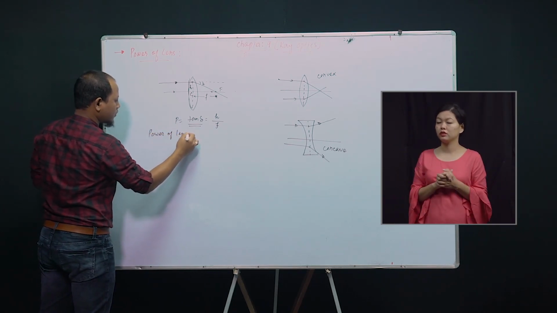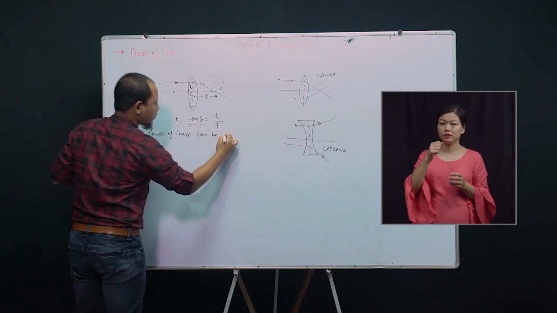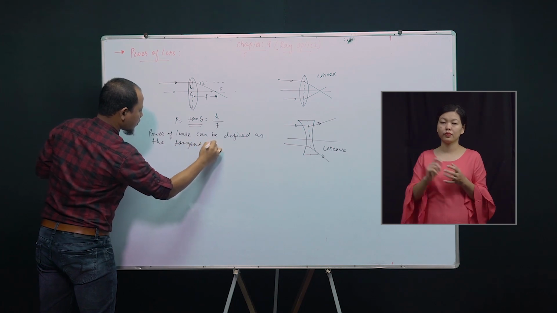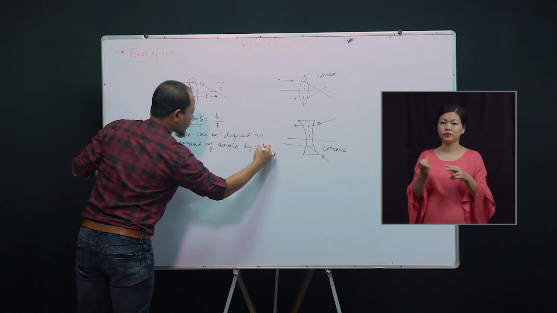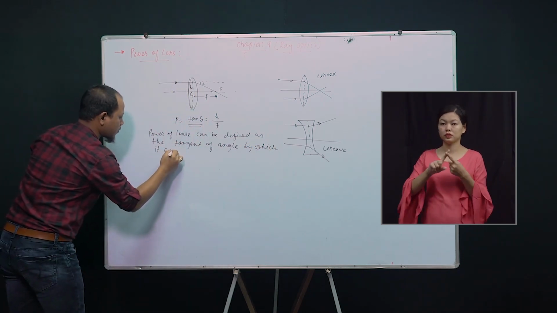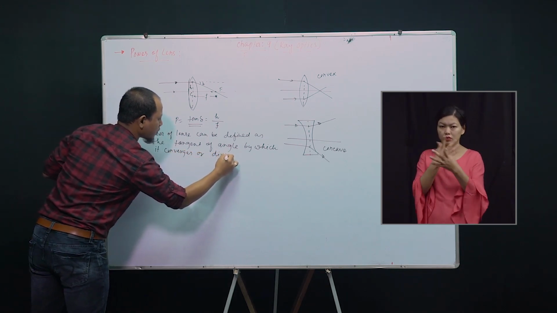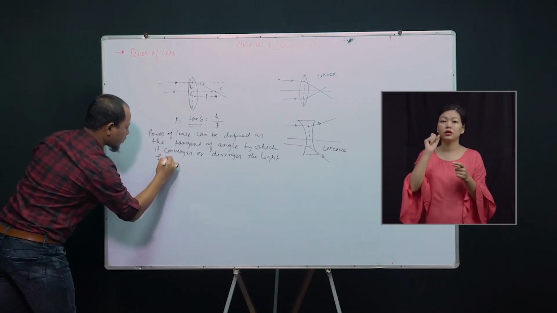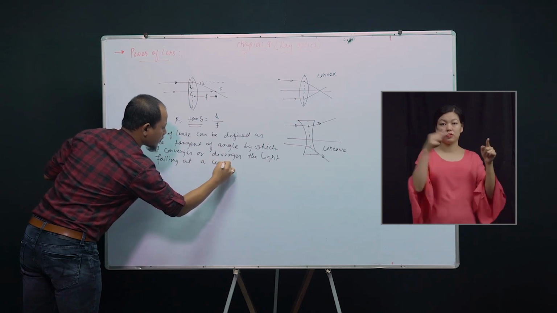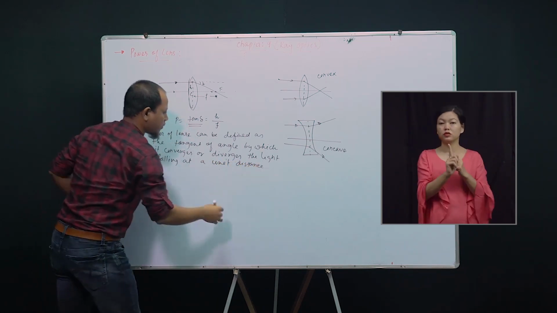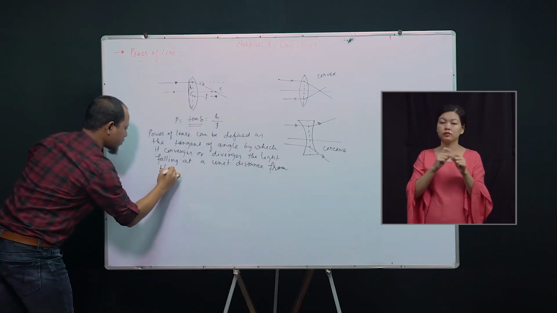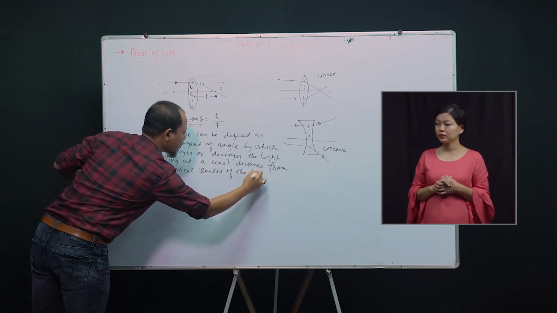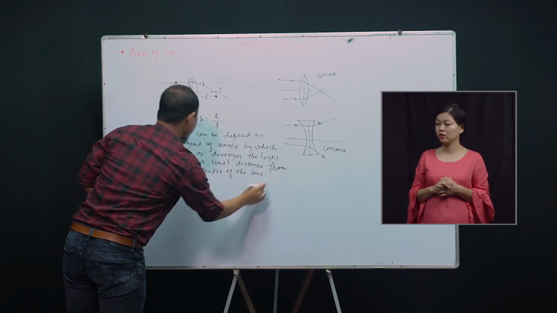Power of lens can be defined as the tangent of the angle by which it converges or diverges the light falling at a unit distance from the optical center of the lens. Okay, optical center of the lens. I hope it's clear now.